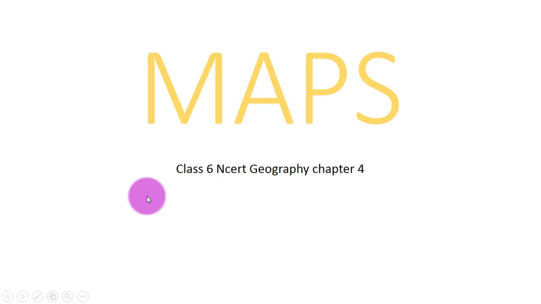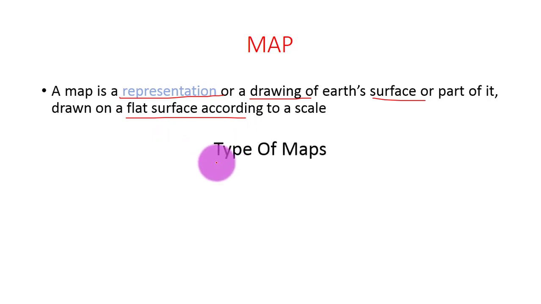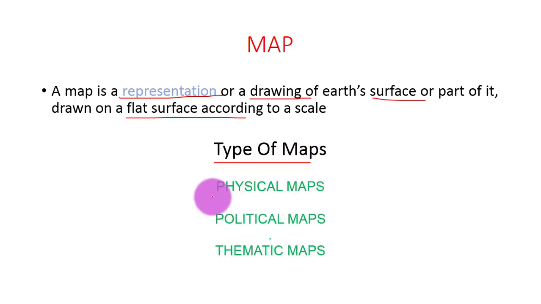Now we will talk about maps. A map is a representation or a drawing of the earth's surface. We call it a representation of the earth's surface on a flat surface like a paper. Now you can see the types of maps. There are three types of maps: physical, political and thematic.